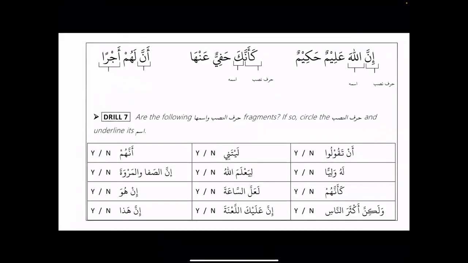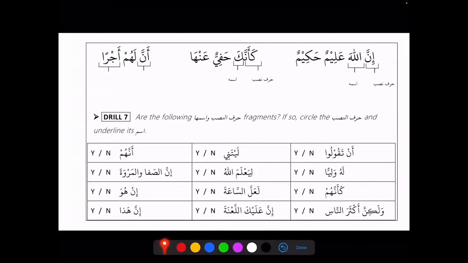Okay, so inna Allaha alimun hakim. Inna is harfu nasab, and the word Allah, lafzul jalala, is its ism. Together they are the harfu nasab fragment, and then alimun hakimun. So: indeed, no doubt about it, certainly Allah is all knowing and all wise.